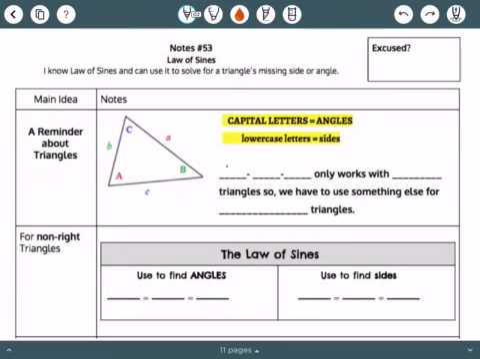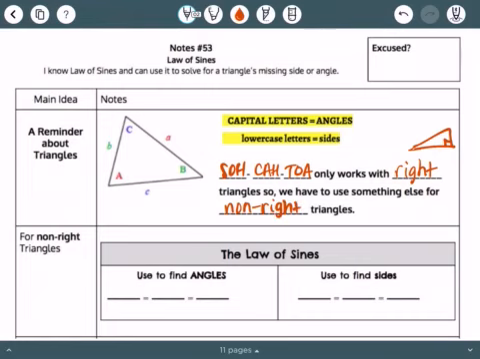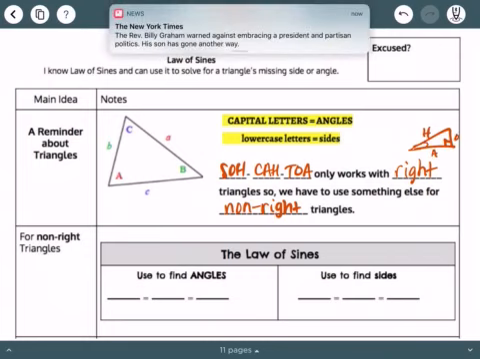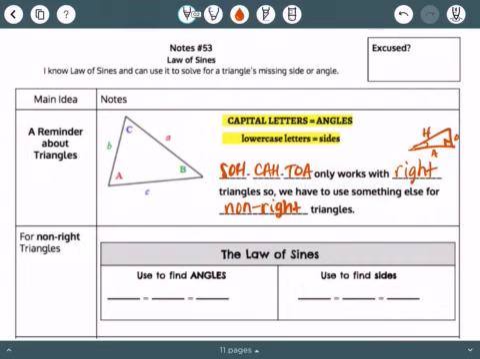So we've worked with SOHCAHTOA, and we know it only works with right triangles. Those are the ones that have the box in the corner there. They have to have a 90-degree angle. So we have to do something else for non-right triangles. When we have right triangles, it's really easy to say, okay, this is my hypotenuse, that would make this my opposite and my adjacent. But it's not so easy to name them when we don't have a hypotenuse. It means we don't have an opposite or an adjacent either.